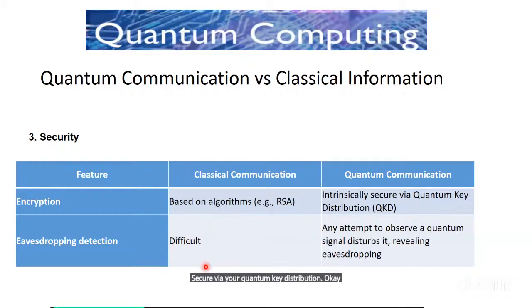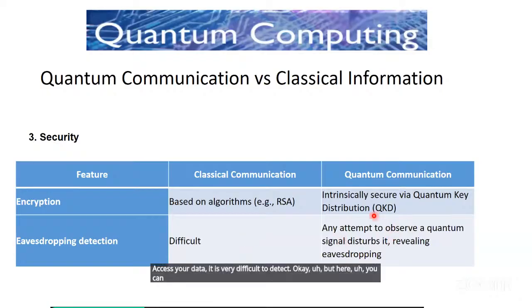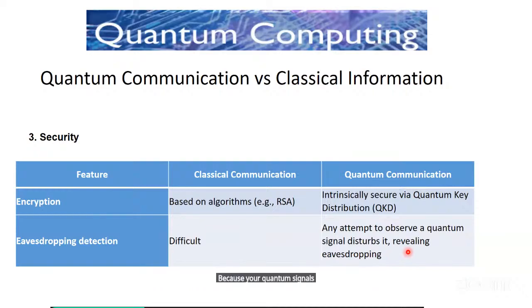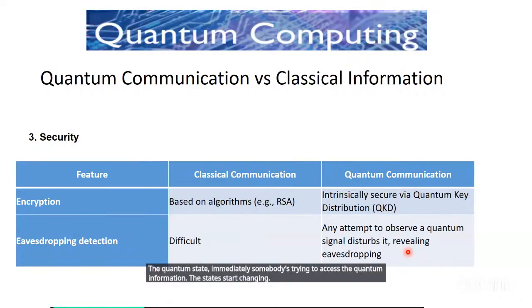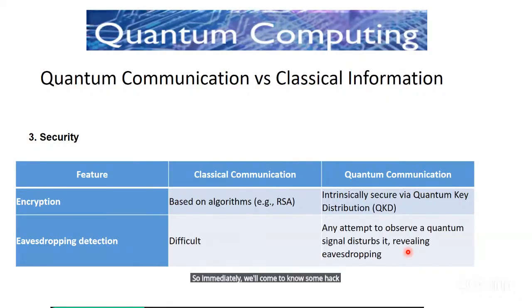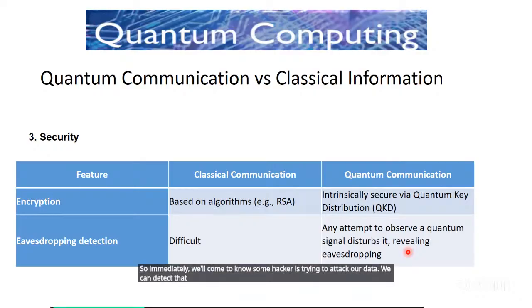And in classical communication, if a hacker is trying to access your data, it is very difficult to detect. But you can detect the hacker very easily in quantum communication, because your quantum signals will get disturbed. Immediately we can notice that, because of the principle of quantum communication: as soon as somebody tries to access the quantum information, the states start changing. So immediately we'll come to know some hacker is trying to attack our data. We can detect that very easily.